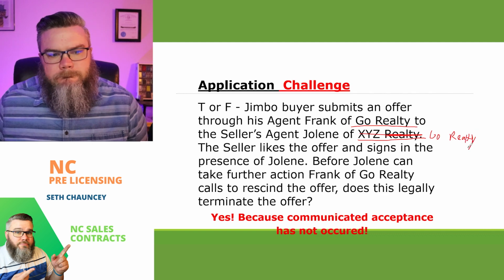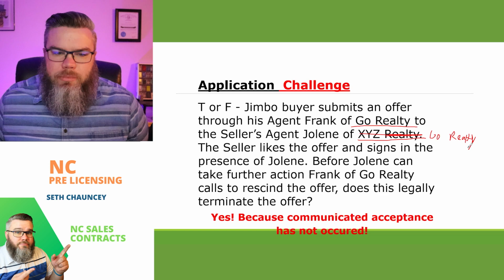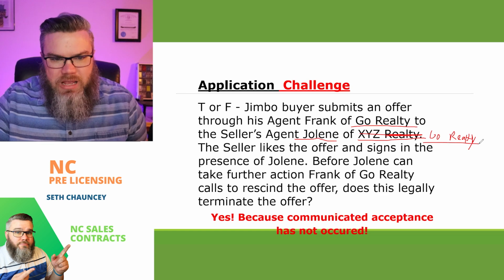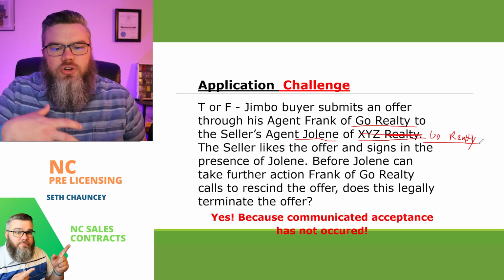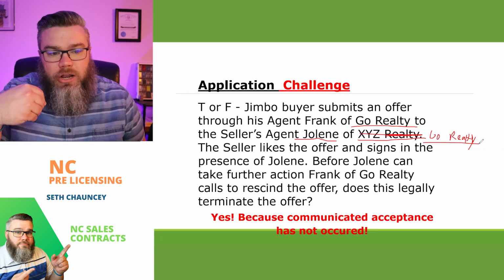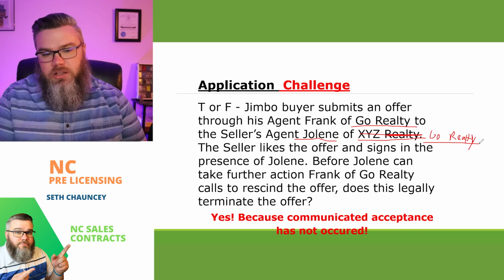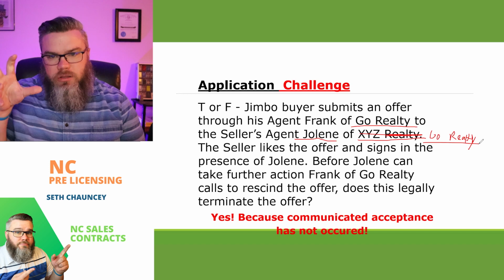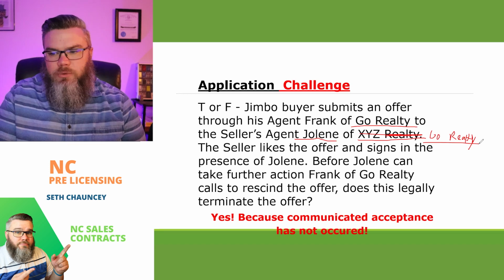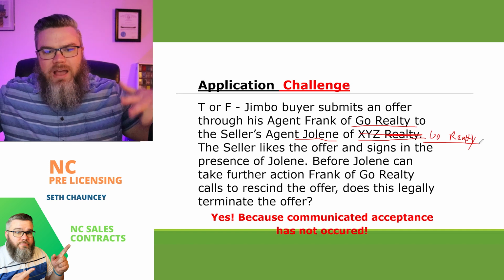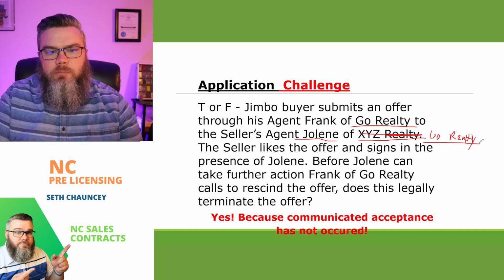Why? Because it would have been dual agency. So when they signed in the presence of Jolene, Go Realty knew, which meant that it had been communicated to the offeror's agent, because Go Realty is the agent of the buyer and Go Realty is the agent of the seller. Be very careful on contract formation questions dealing with dual agency. If it's the same firm, you default to everybody representing everybody, and if one person knows, the agent knows.